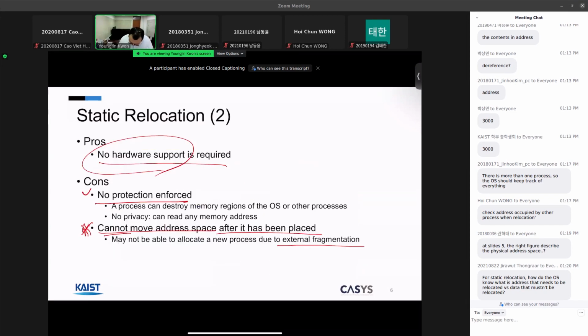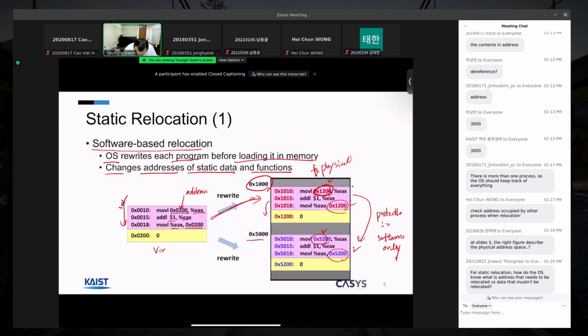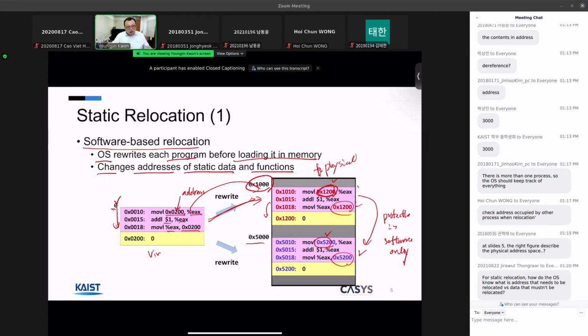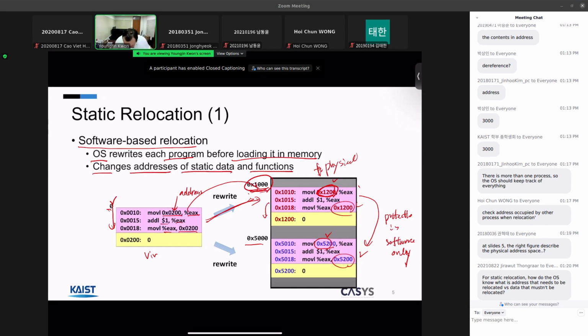For static relocation, how does the operating system know which addresses and data need to be relocated? Here is how. When the operating system loads the application into physical memory, it knows that the starting address is changed. So the operating system looks at every instruction and patches it in static relocation. In very early times, the operating system did it without hardware support. How does the operating system know what needs to be relocated? Because this instruction is an address. So it analyzes whether an instruction operand is a constant or an address and patches it.